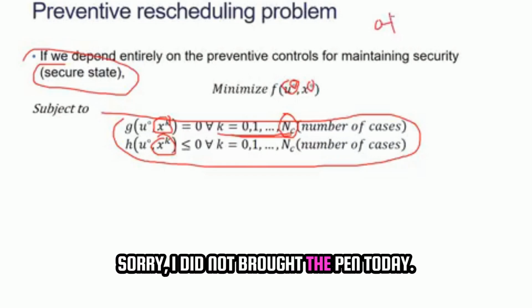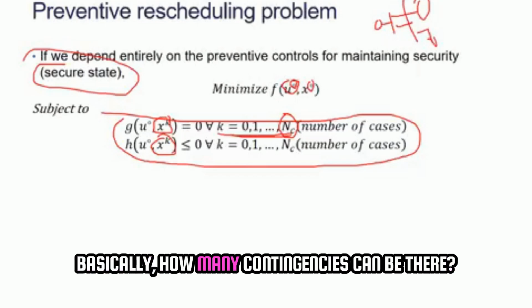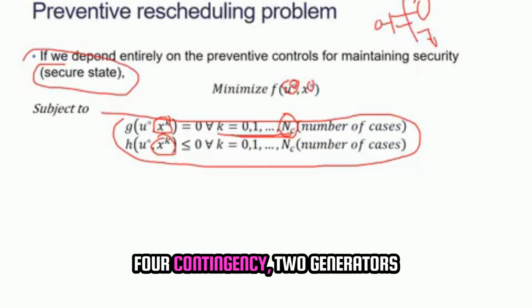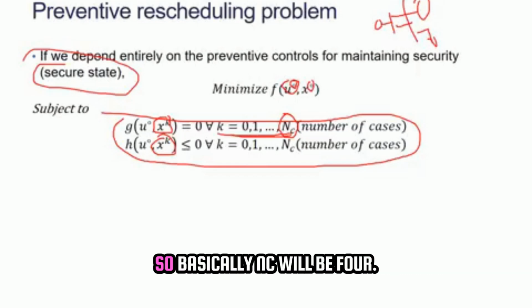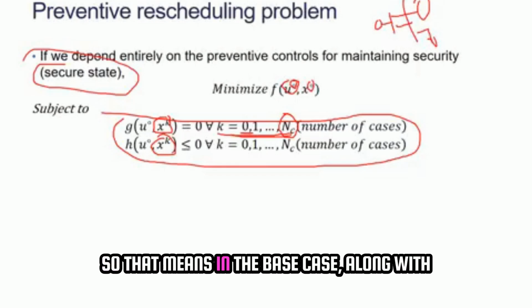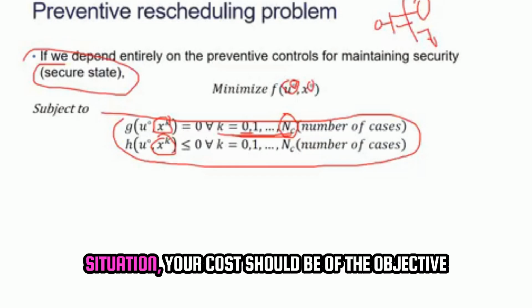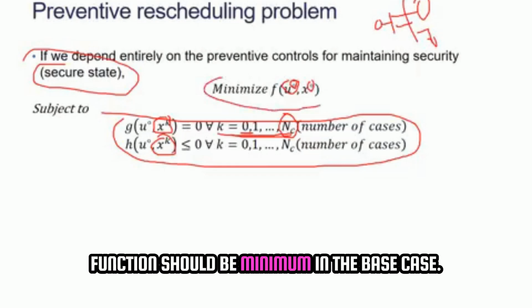Sorry, I did not bring the pen today. So this was the 2-bus system. Here, how many contingencies can there be? Four contingencies: 2 generators and 2 lines, right? So NC will be 4, and here you see K, we are starting from 0. That means in the base case, along with all the 4 possible contingencies, in all situations, the cost of the objective function should be minimum in the base case.